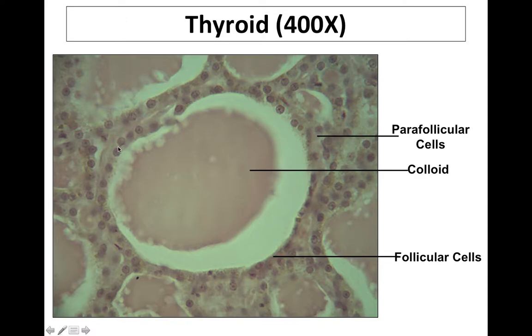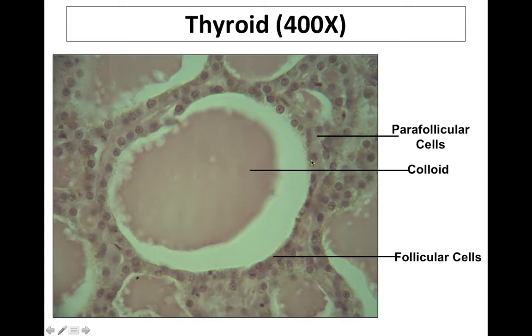And so you can see these cells that border this large circular area. These are your follicular cells. So this entire thing right here and everything in the middle is all one follicle, and there are many of these in the thyroid gland. The cells that directly border this circular structure are called follicular cells. These are the cells that are responsible for producing thyroid hormone, both T3 and T4. And this part in the middle is the colloid.